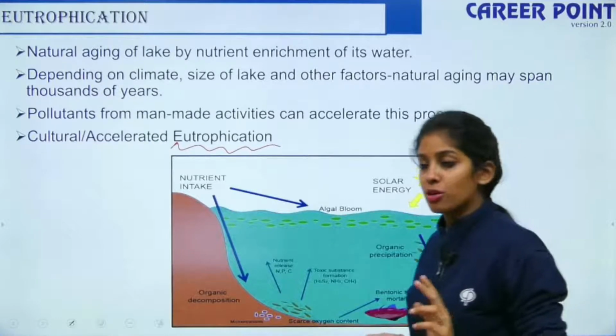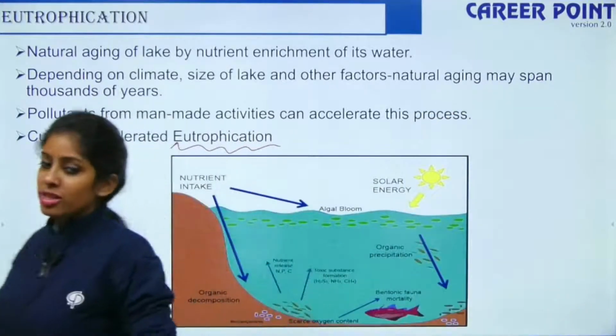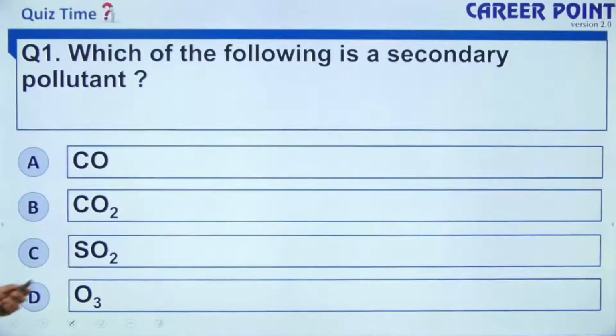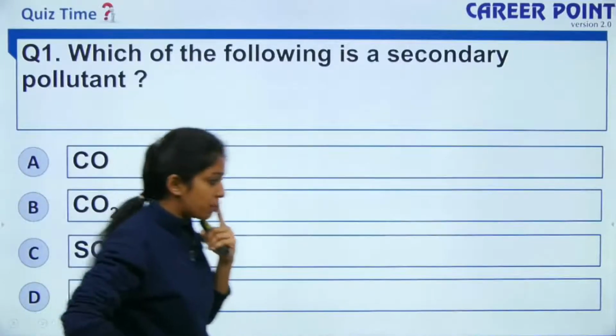I have completed air pollution and water pollution. Based on that, we have 5 questions. See if you can solve those 5 questions. Question number 1, which of the following is a secondary pollutant? Carbon monoxide, carbon dioxide, sulfur dioxide, and then ozone. O3 is ozone, right? So what is a secondary pollutant?